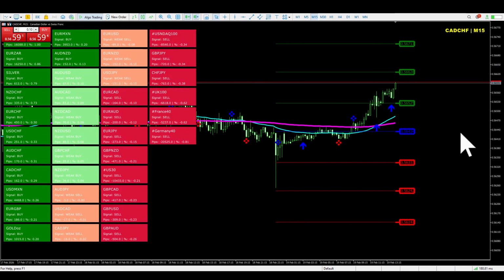Here's another one. This is CAD CHF. You guys can see step number 1, you look at the market scanner. CAD CHF, as you guys can see, is telling us that the market is buying. So when we go to the chart, we can see, guys, that number 1, the market is bullish. How do I know that the market is bullish?